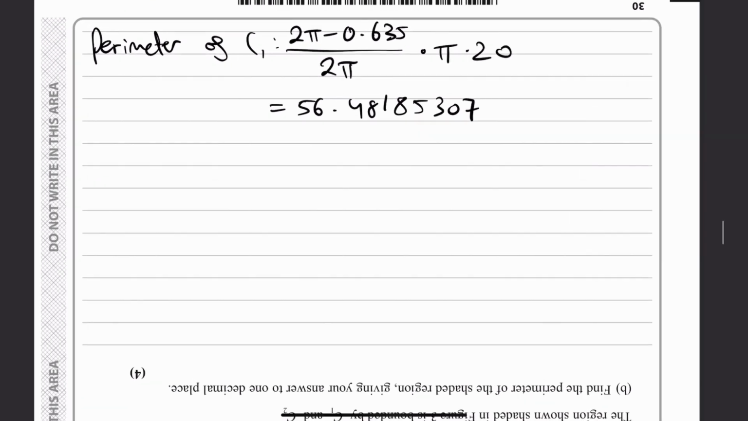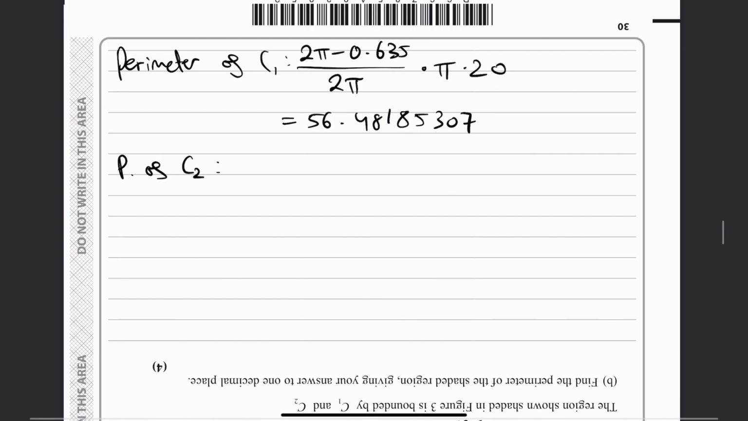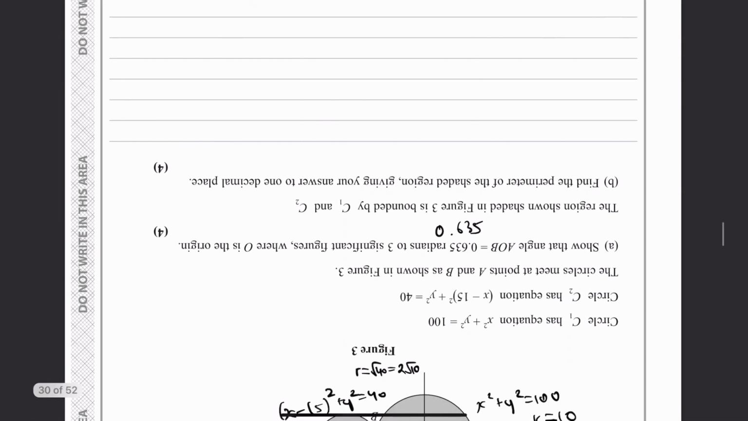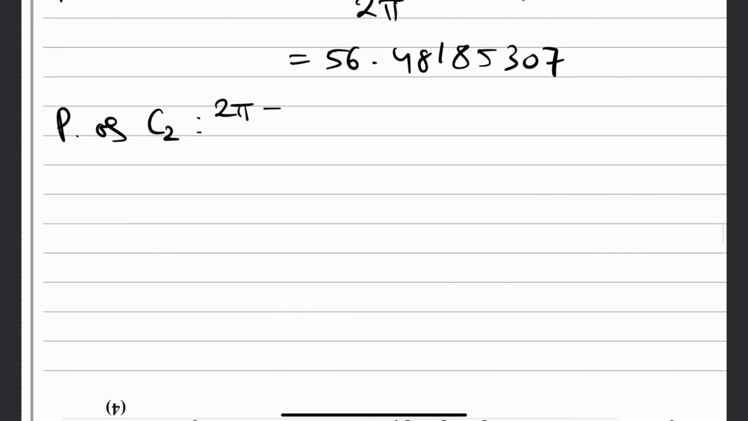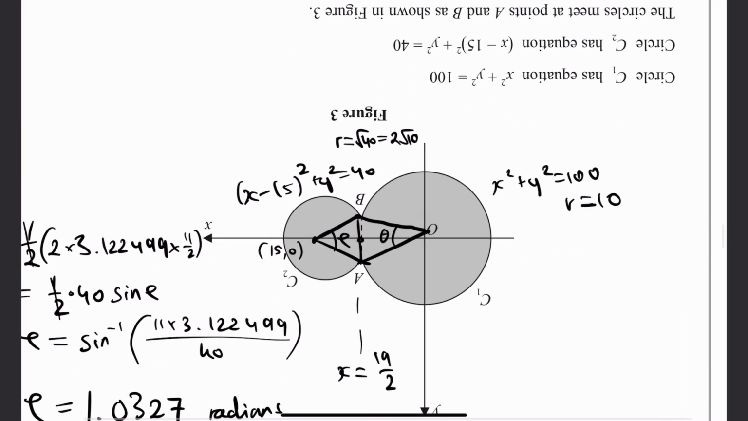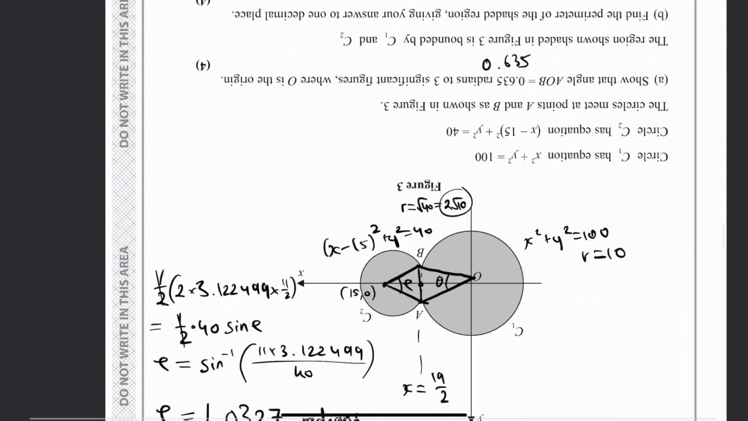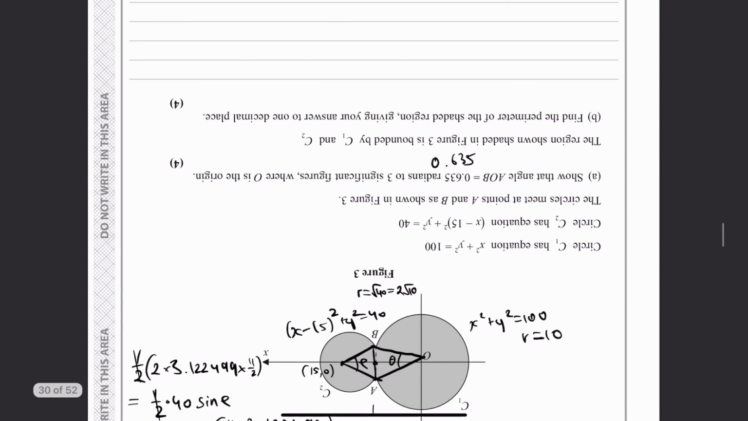Now let's just work out the other one. So perimeter of C2 is just going to be 2 pi minus 1.0327 over 2 pi multiplied by pi multiplied by the diameter, which is going to be 2 times the radius, so 4 root 10. And that should give us our answer.